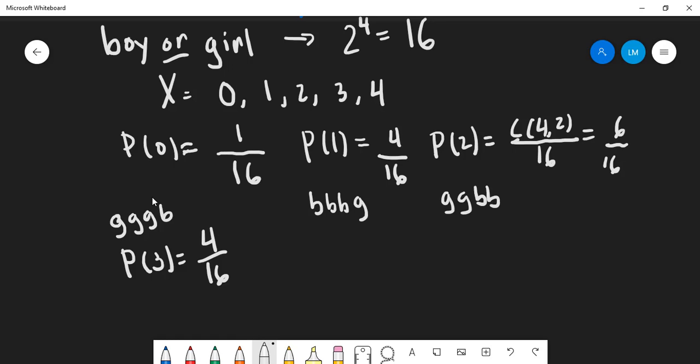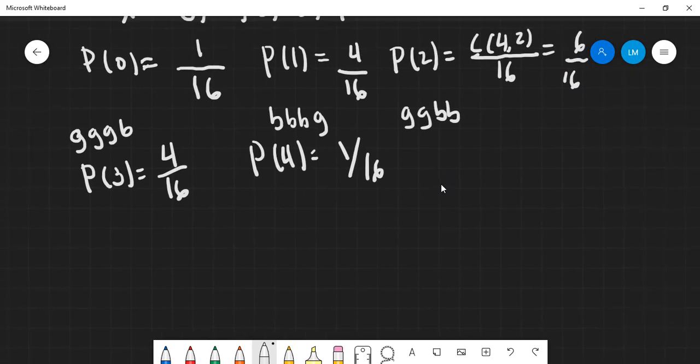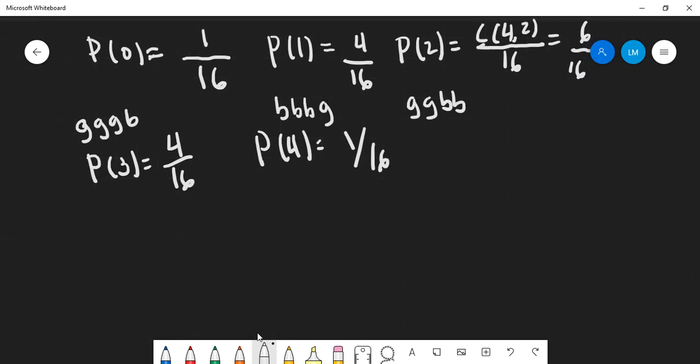Now, the last probability is the probability of 4 girls, so that's just going to be 1 out of 16. So that means that we have our probability. Now, I would advise that you just go ahead and construct the table in whichever manner you feel most comfortable doing, because in either case, you have to know how to construct the table using any methods. So our probability distribution table is as follows.